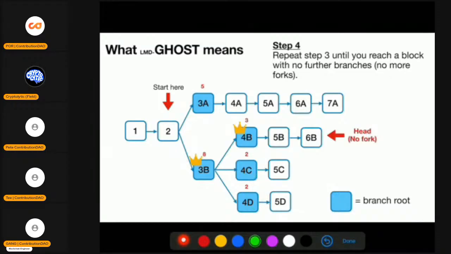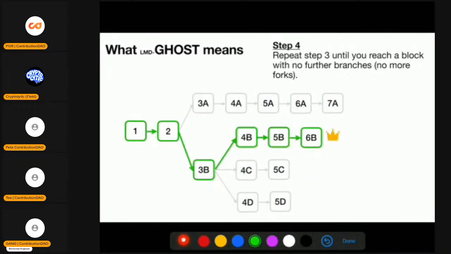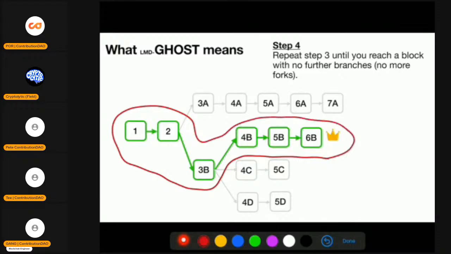And finally you don't have a fork anymore, and the winning fork is going to be this one. And that is the LMD GHOST. So is this clear?